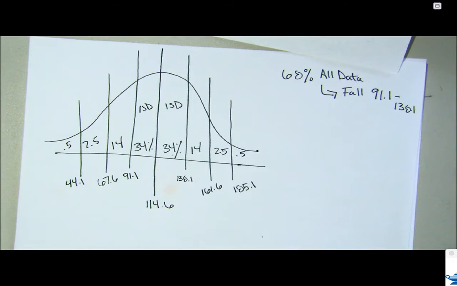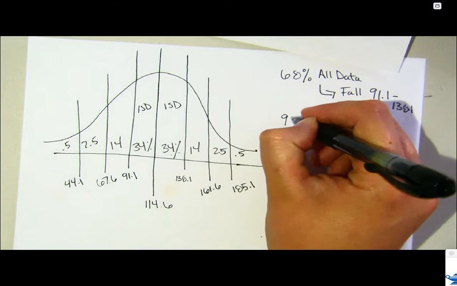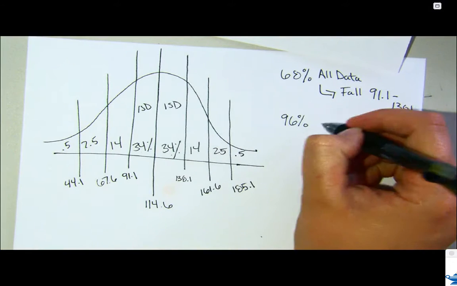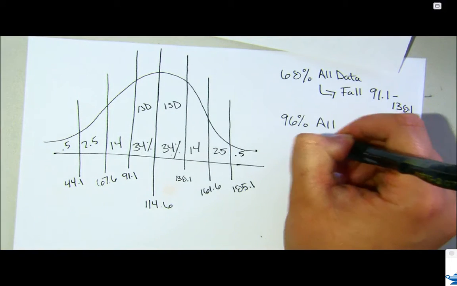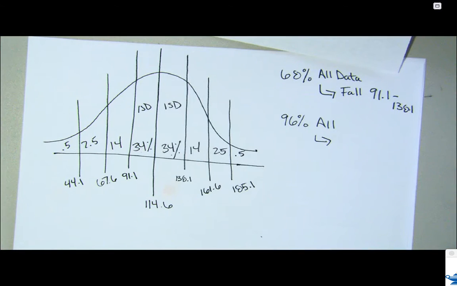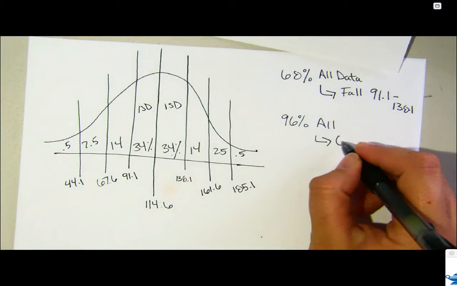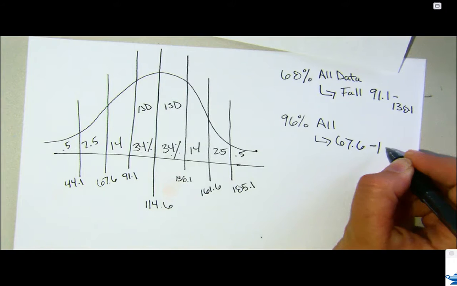Okay? So there are your percentages. So, what's 68 plus 28? 60 plus 28? No. 96. 96% of all data falls between what range?